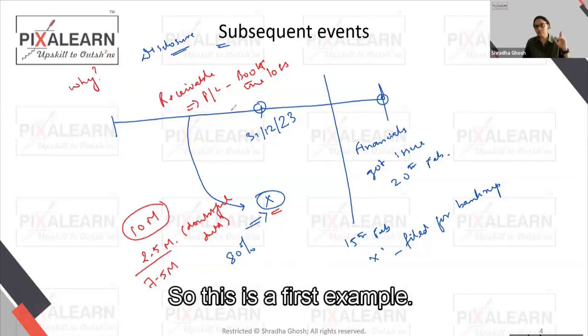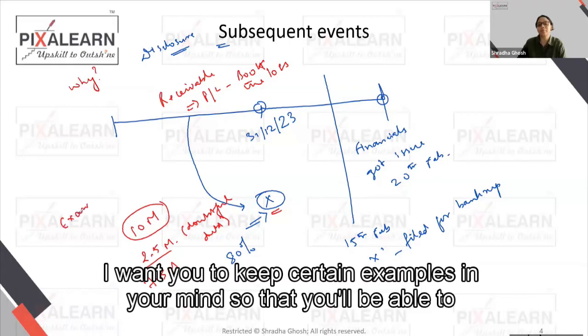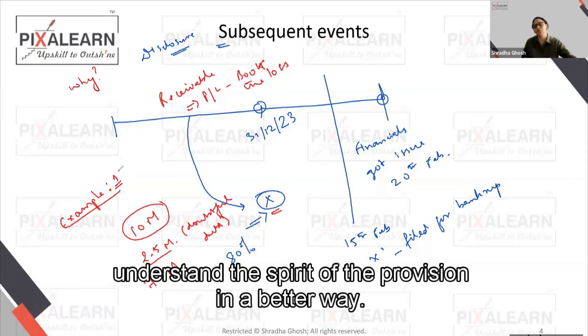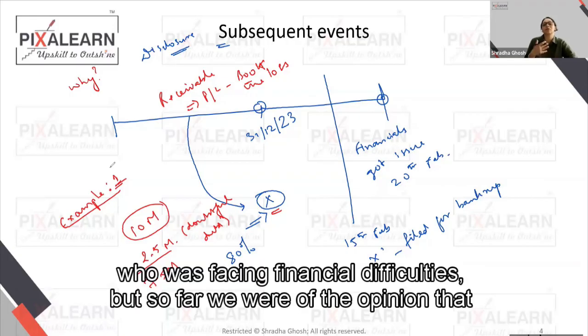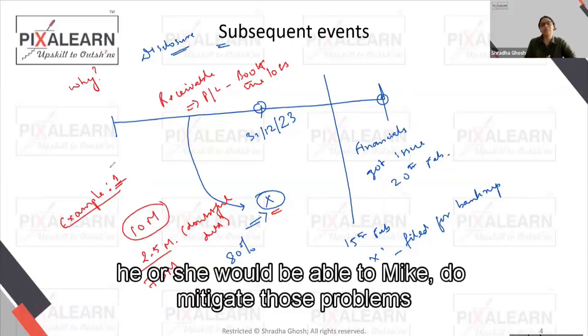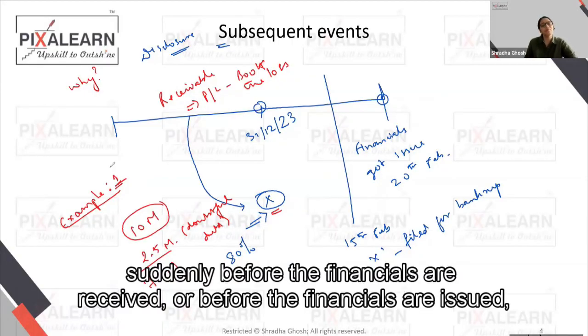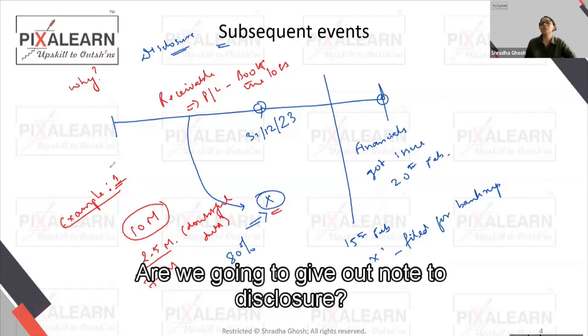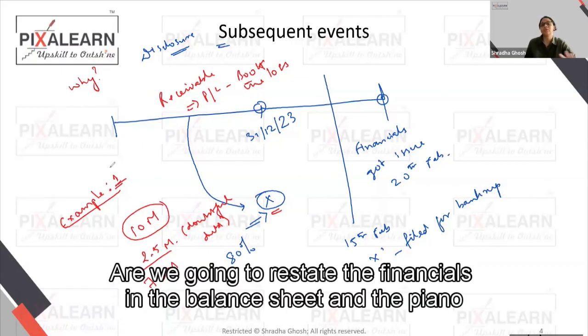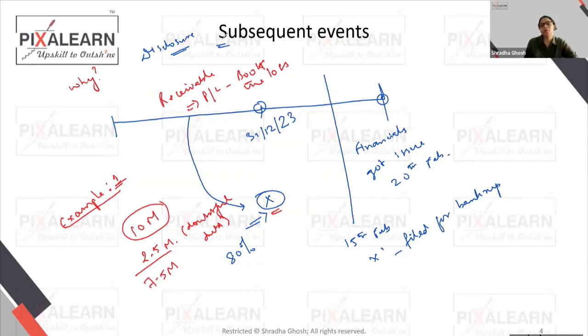So this is the first example. I want you to keep certain examples in your mind so that you'll be able to understand the spirit of the provision in a better way. We had a major customer who was facing financial difficulties, but so far we were of the opinion that he or she would be able to mitigate those problems. Suddenly, before the financials are issued, that customer declared bankruptcy. Are we going to give a note disclosure? Are we going to restate the financials in the balance sheet and the P&L and book a loss?